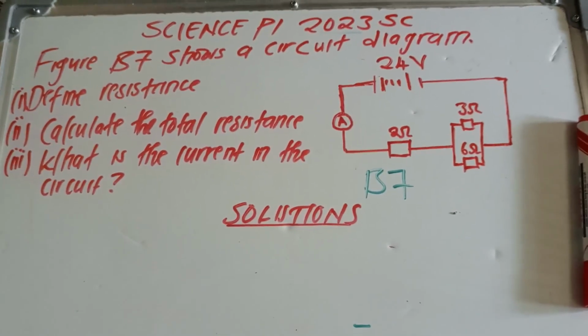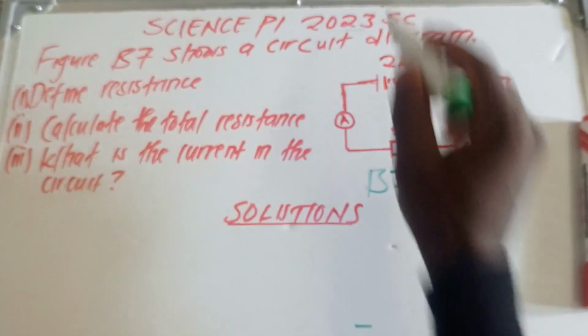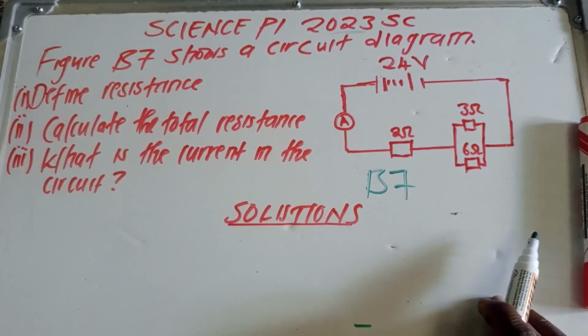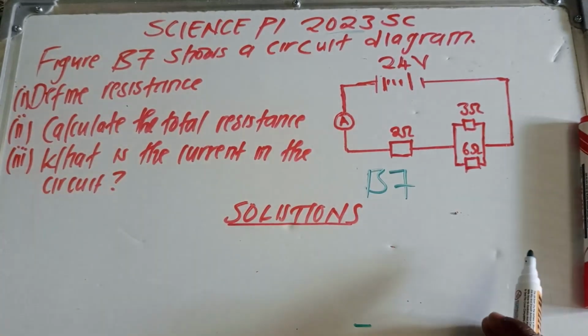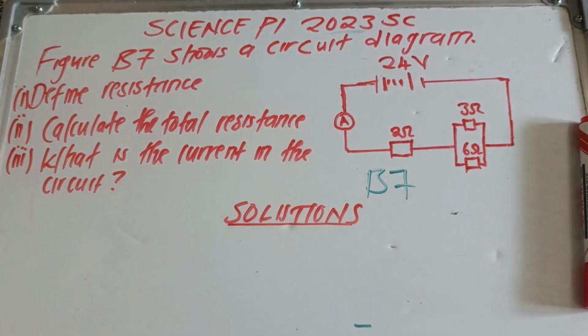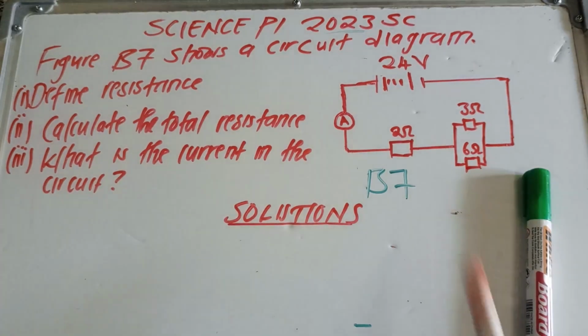All right, so here we have science paper 1, and this is 2023 school certificate. We are having an important question because it was based on an important topic. This topic is very important because if you go through almost every science paper, you are going to find this topic, which is called electricity. So make sure you get something from my explanations. Make sure you understand what I'm going to be explaining, and make sure you're writing somewhere so that you keep all those concepts for the sake of revision.